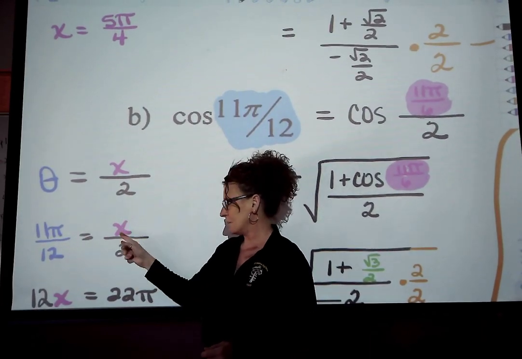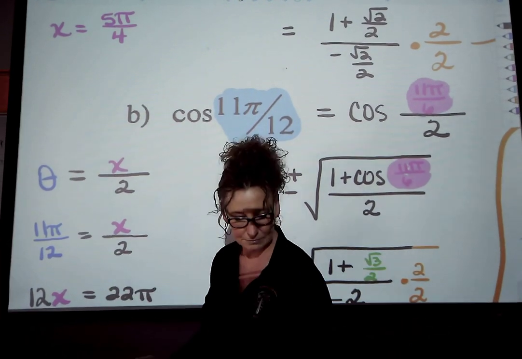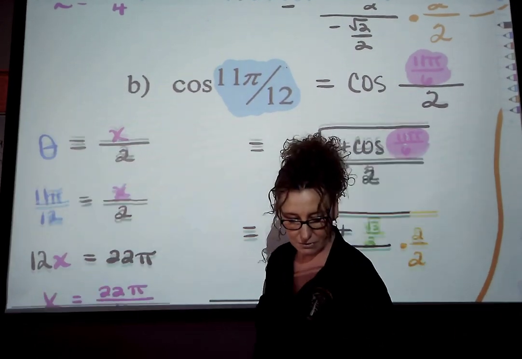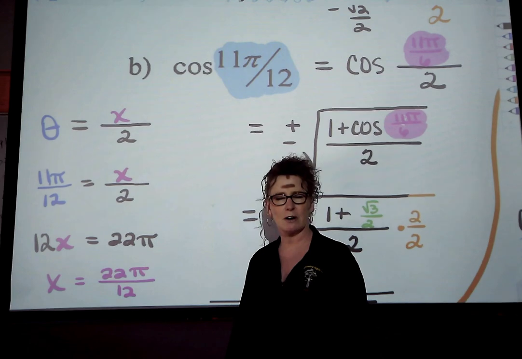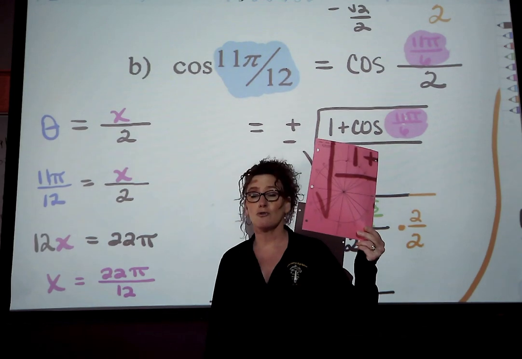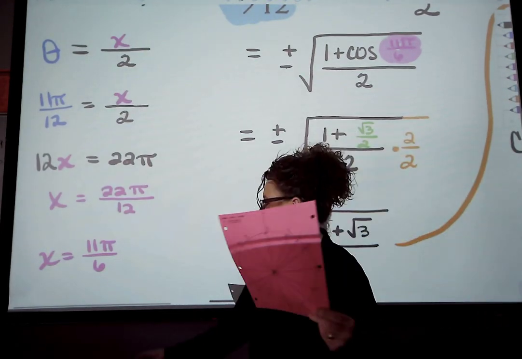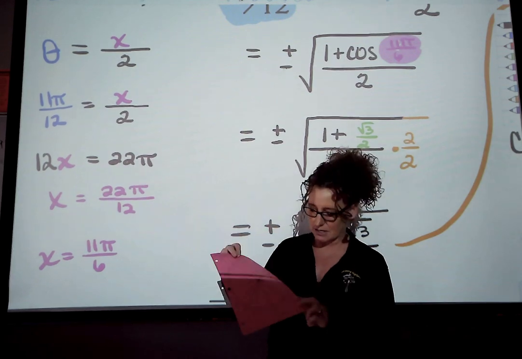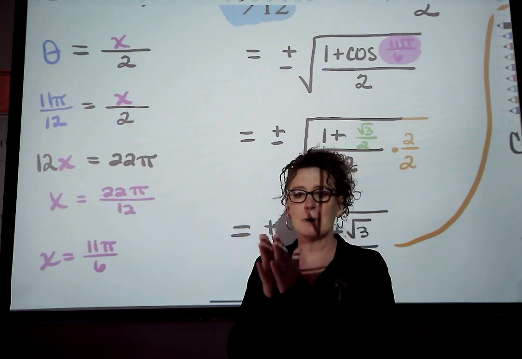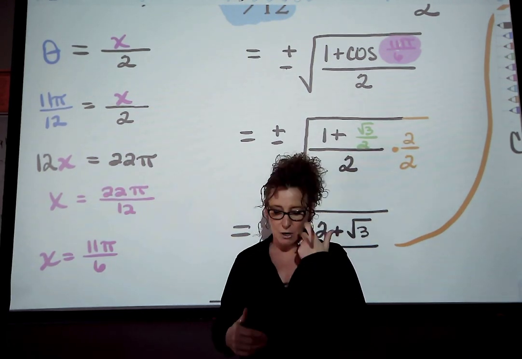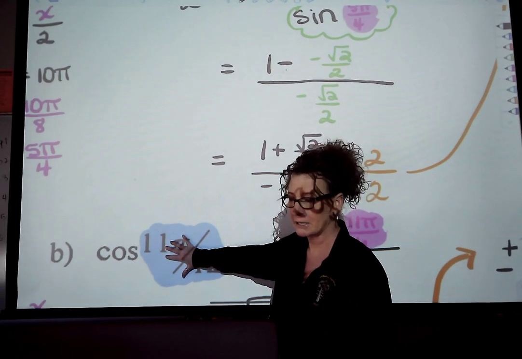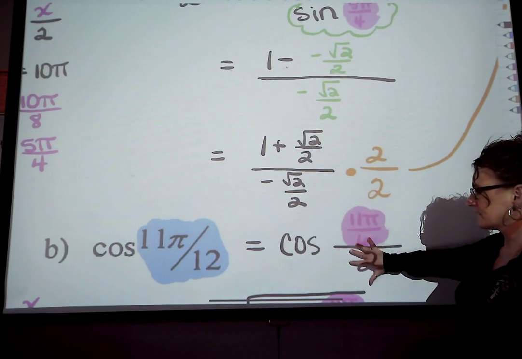Theta equals common angle divided by 2. Cross multiply. 12x equals 22 pi. Divide both sides by 12. I get 22 pi over 12. That doesn't sound familiar. That doesn't sound like a common angle. Reduce it. Aha, that's a common angle. 11 pi over 6. That's in quadrant 4. That's the angle I'm going to use in my formula. So this is what it's all about, but I can't use it. Let's change it to this.